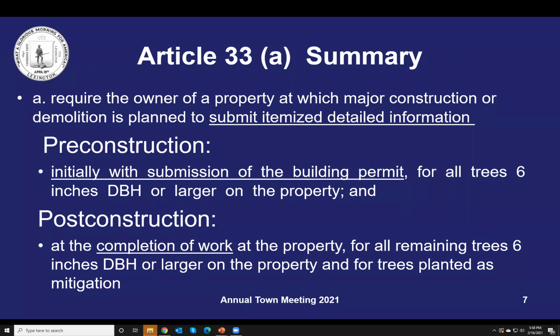What this allows us to do is see what happens at the beginning, what is proposed, and compare it to what happens at the end of the project. So we can see, one, if the tree bylaw was implemented properly, and two, we have a pretty good understanding of how the mitigation occurred and what trees remained and what was removed.